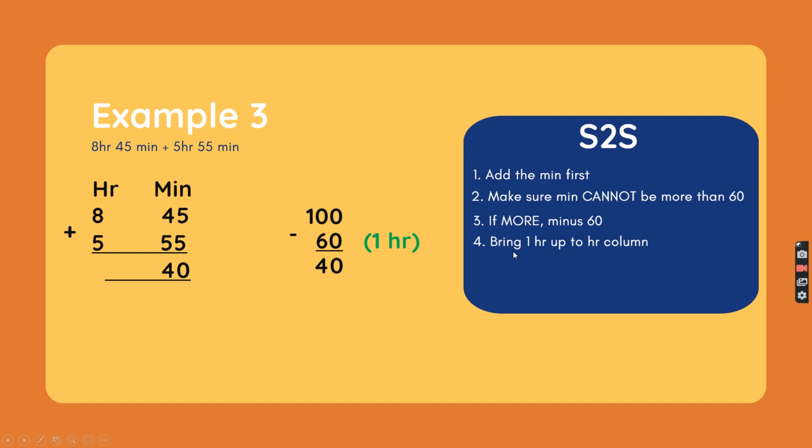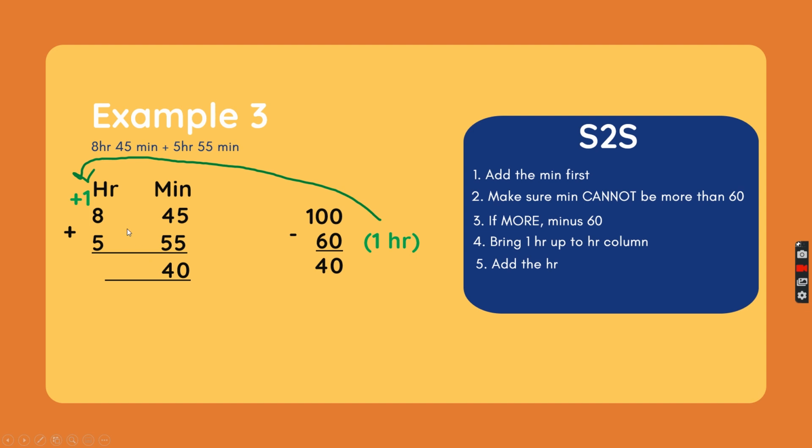Then number 4, we're going to bring 1 hour up to the hour column. So we're going to bring this right over here. Okay, so we're going to put plus 1 here. We're bringing the 1 hour up here to the hour column.